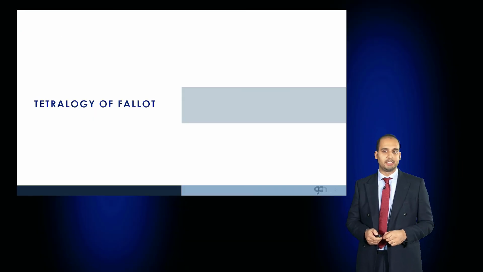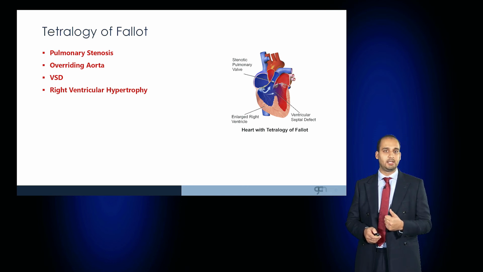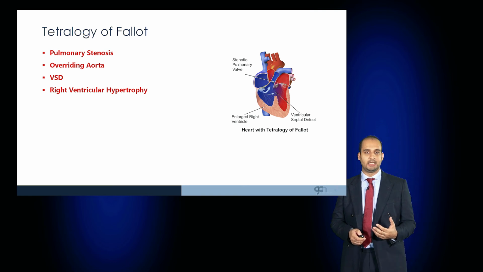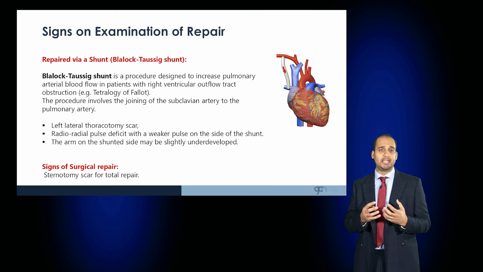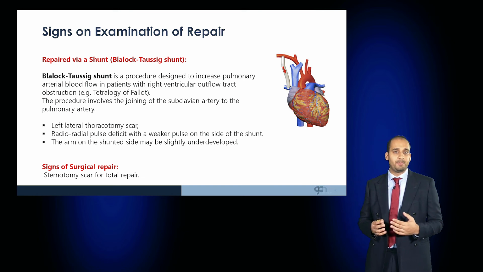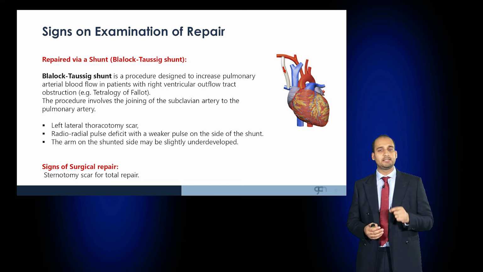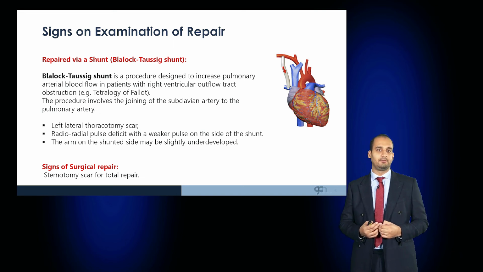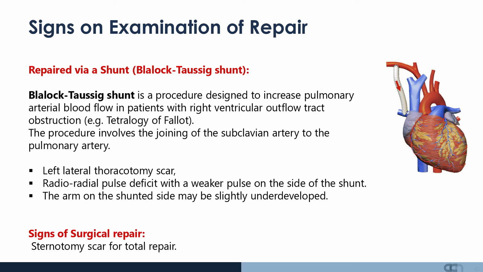And just to discuss Tetralogy of Fallot. Tetralogy, as the name suggests, has 4 key features: pulmonary stenosis, an overriding aorta, a ventricular septal defect, and right ventricular hypertrophy. This is a congenital heart defect which requires early repair, and is repaired usually using a shunt known as a Blalock-Taussig shunt. This is a procedure designed to increase pulmonary arterial blood flow in patients with right ventricular outflow tract obstruction, and it involves the joining of the subclavian artery to the pulmonary artery.